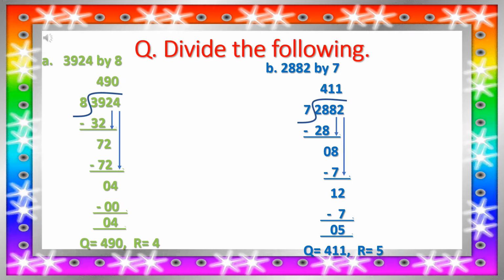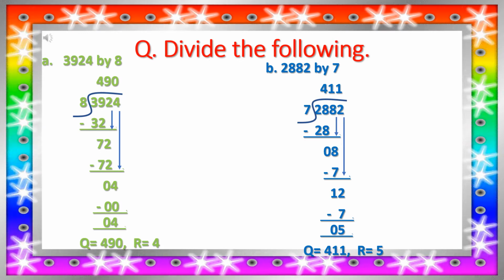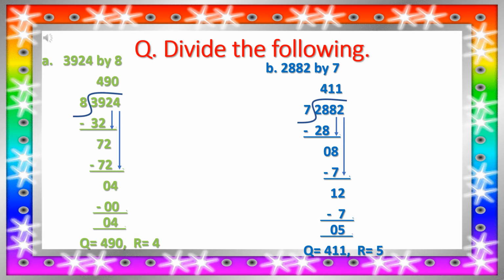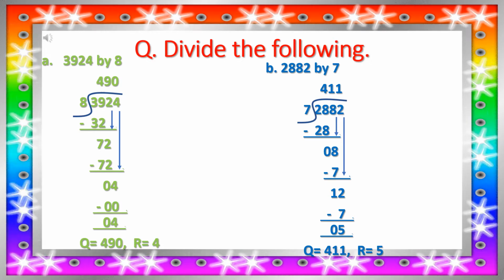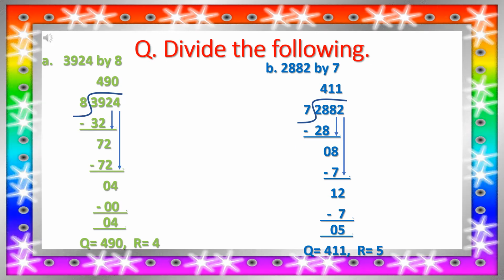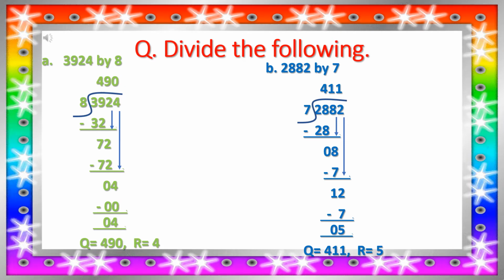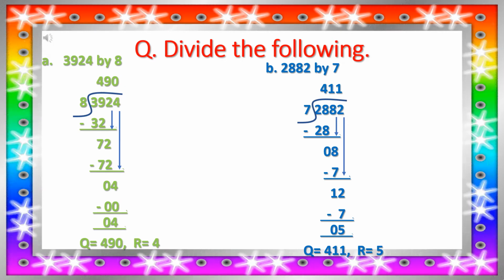8 fours are 32. Now subtract 39 and 32. 39 में से 32 को minus करेंगे, we will get 7 as remainder. But before that, we will write 4 as quotient above 9. 9 के ऊपर हम 4 लिखेंगे. 39 का जो 9 है उसके ऊपर 4 लिखेंगे as quotient. Then 39 minus 32 is 7. Now we will bring 2 down.